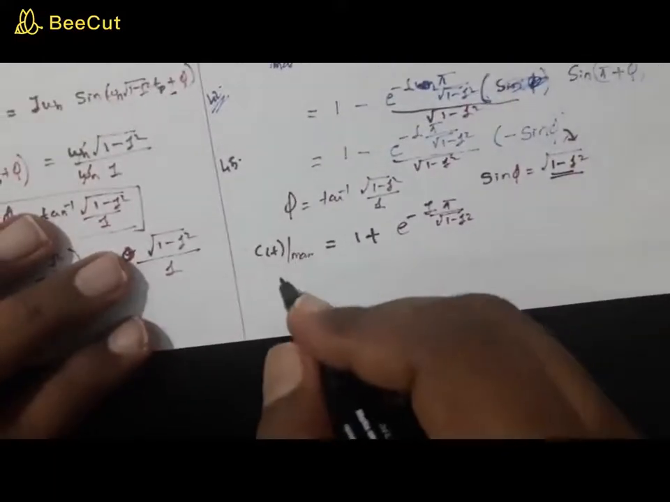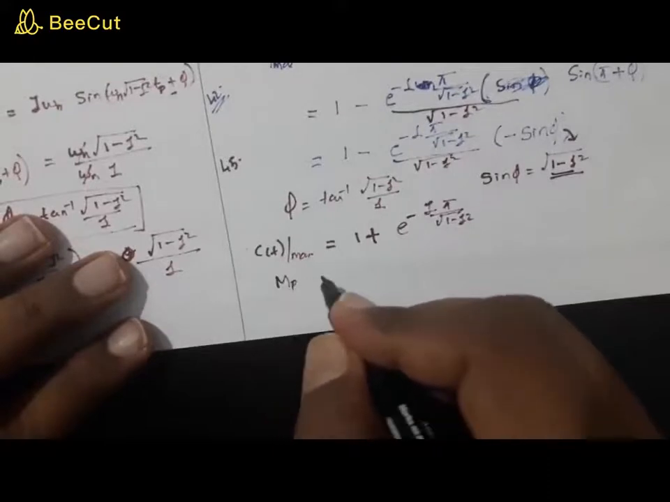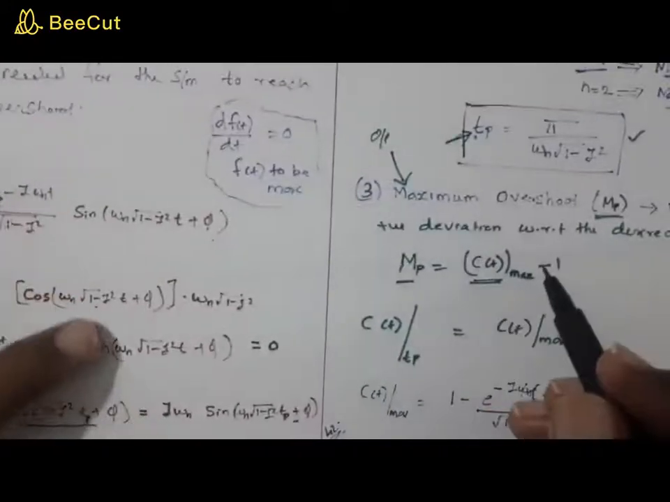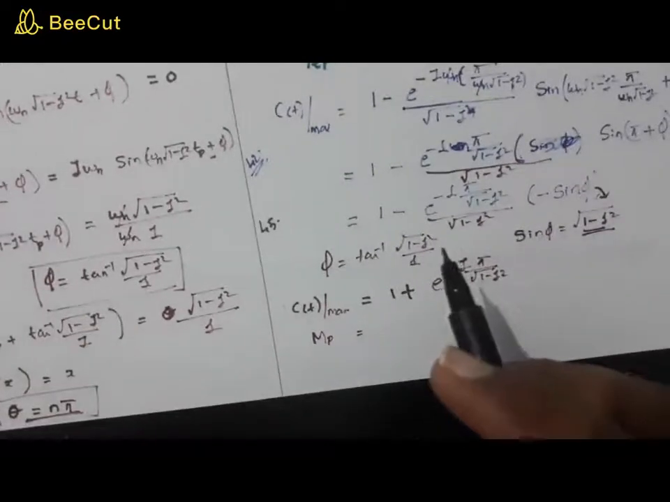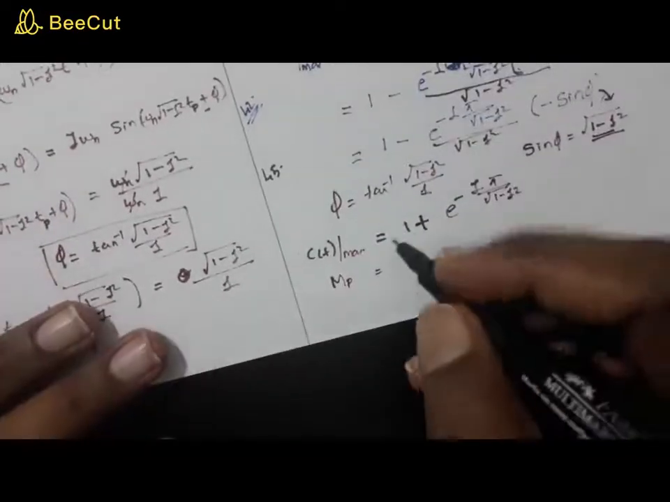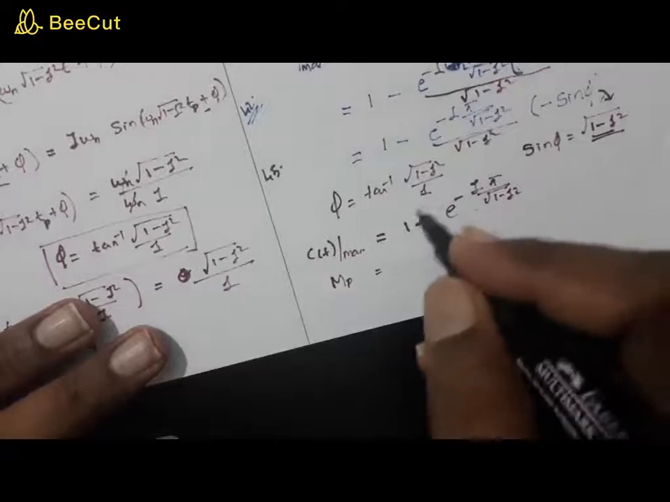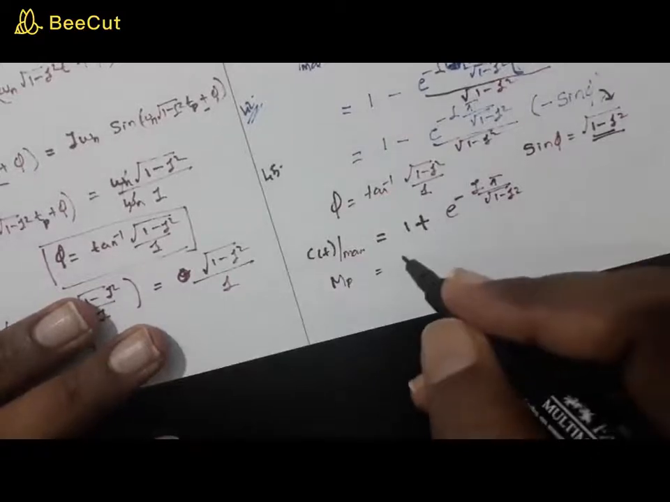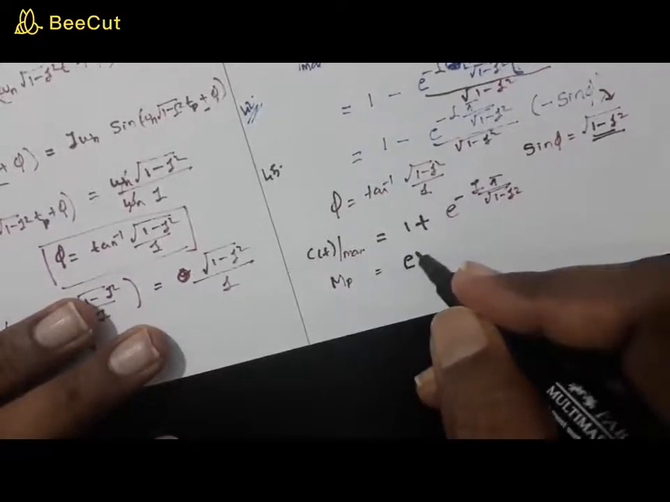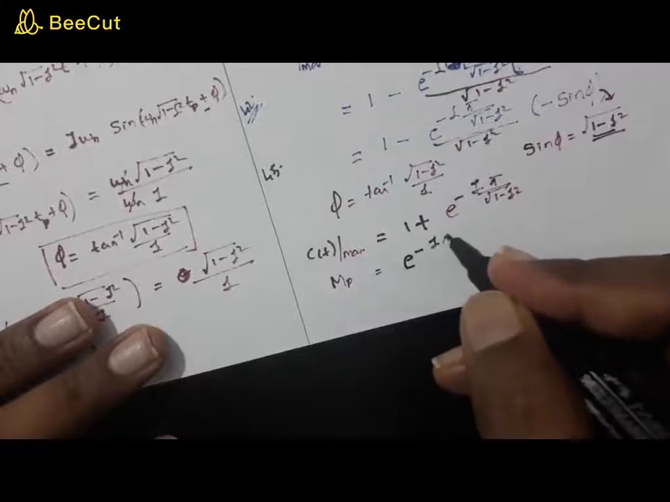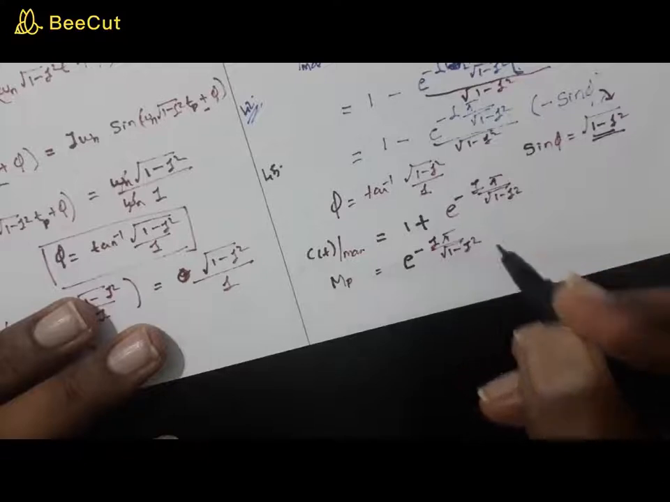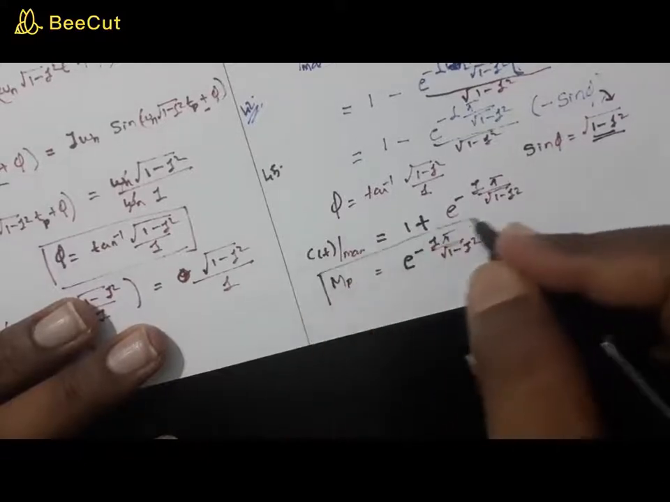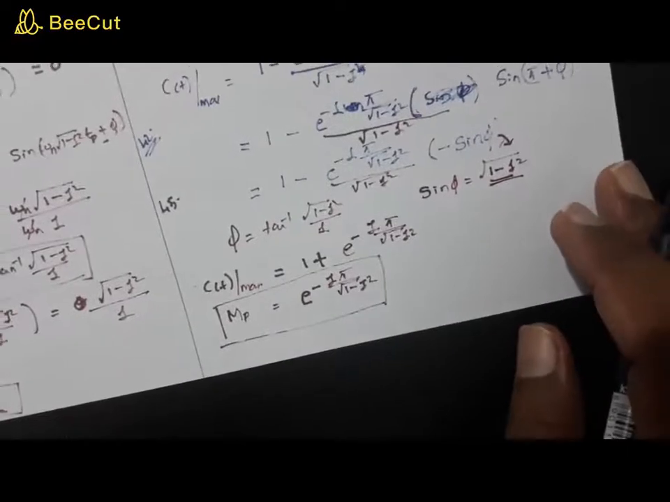Now what is your MP? MP is C of t max minus 1. We are concerned only about the deviation. Now that MP is what is called the maximum overshoot. So when you subtract this 1 from this, you will get MP to be e raised to minus theta pi divided by root of 1 minus theta square. So that is your maximum overshoot.